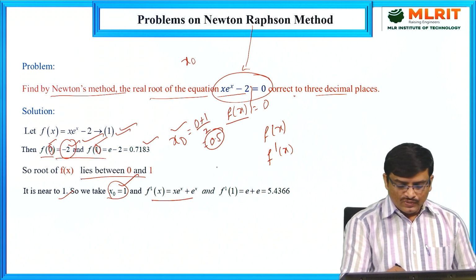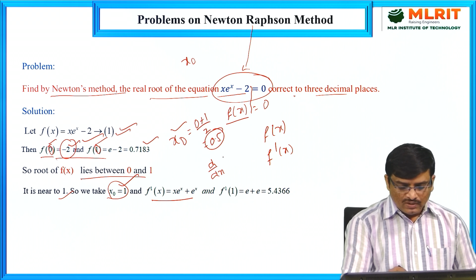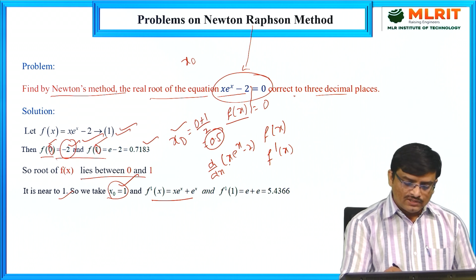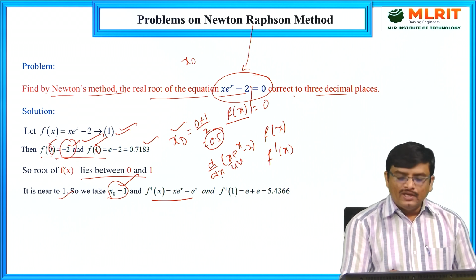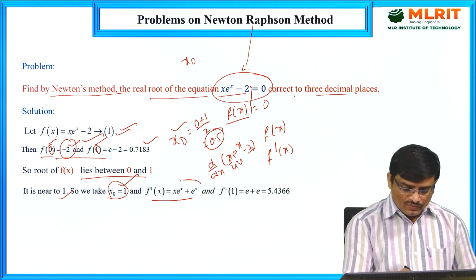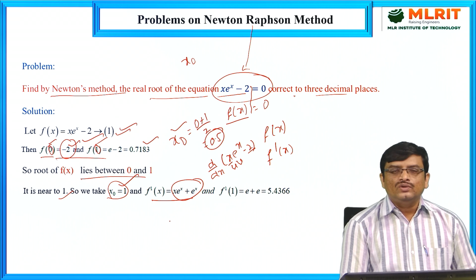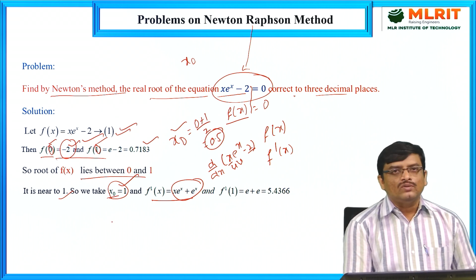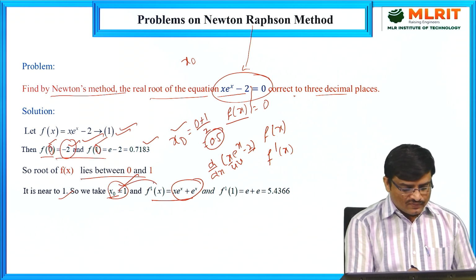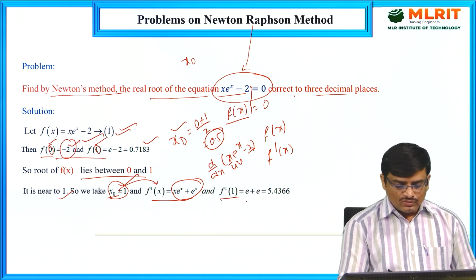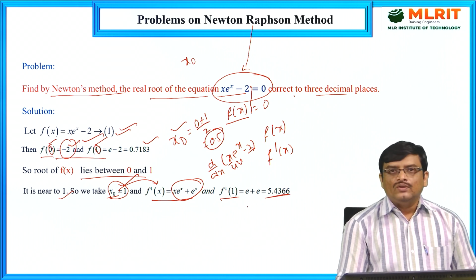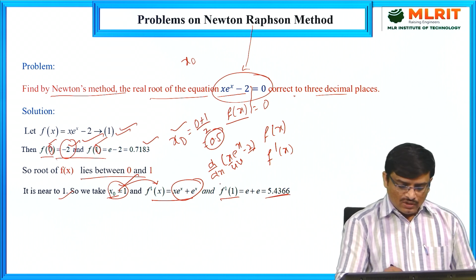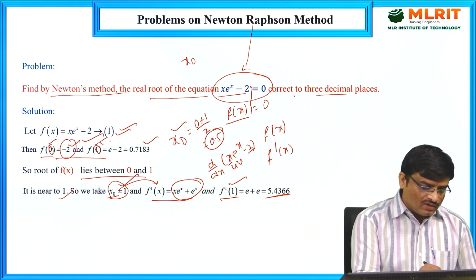So d by dx of x into e power x minus 2. The exponential function is one function and this is an algebraic one. So you apply the derivative of uv. So you will get this value, and the derivative of a constant is 0. So we can conclude f dash of x is equal to x into e power x plus e power x. Now since we have taken x0 is equal to 1 here, you substitute that value in the function. f dash of 1 is equal to e plus e. So you will get 5.4366. Now we got f dash of 1. Here we got f of 1.